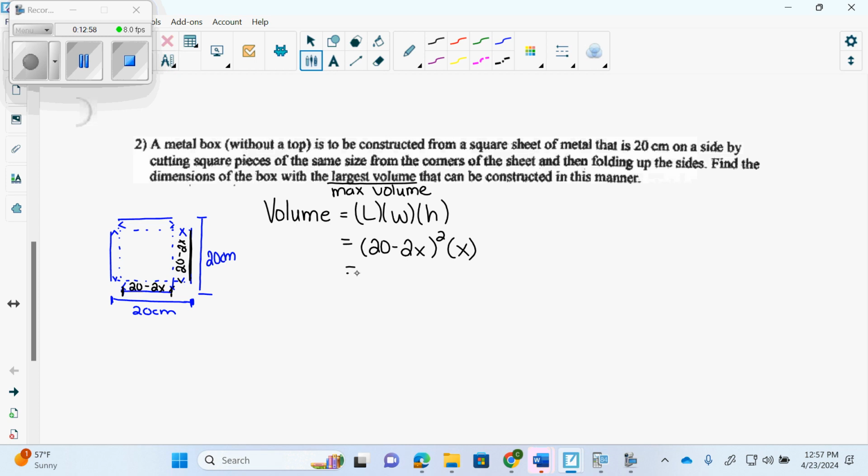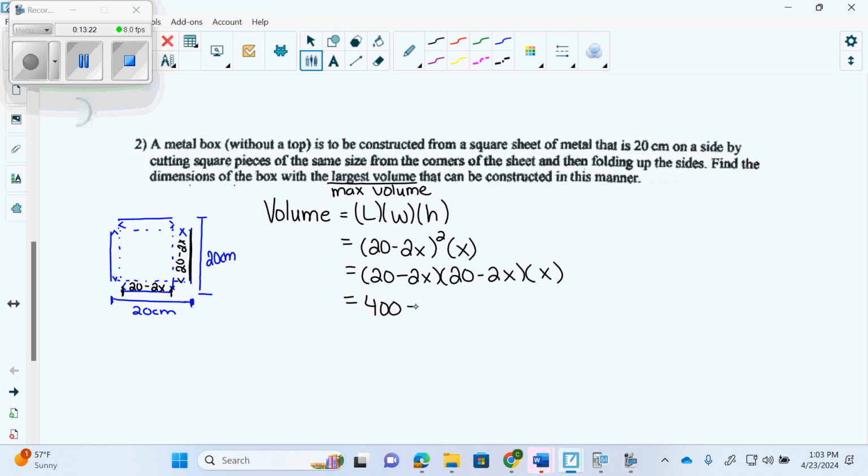When I have a squared, I'm going to rewrite it out twice. And then I'm going to have to FOIL, distribute in the x, collect like terms, and then differentiate it. Correct? So try that out. Great. 20 times 20 is what? 400.